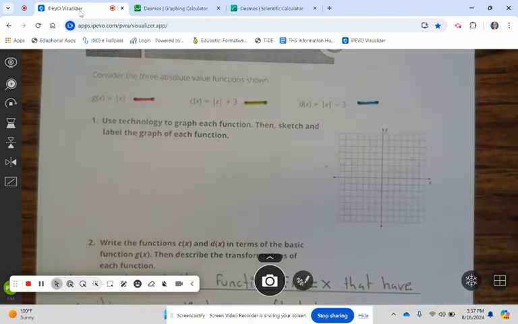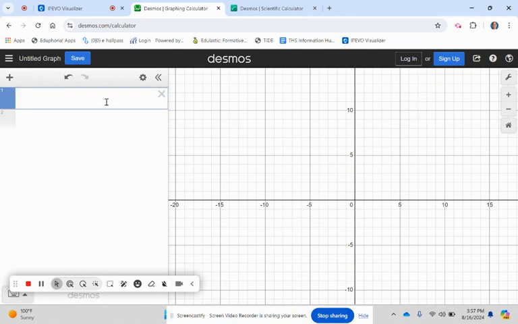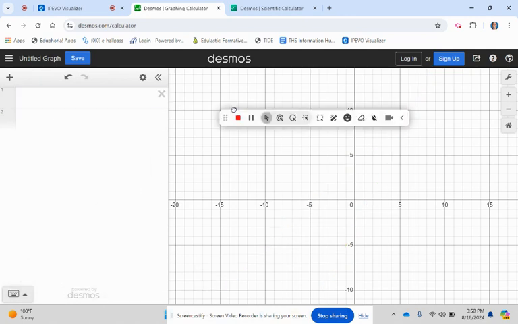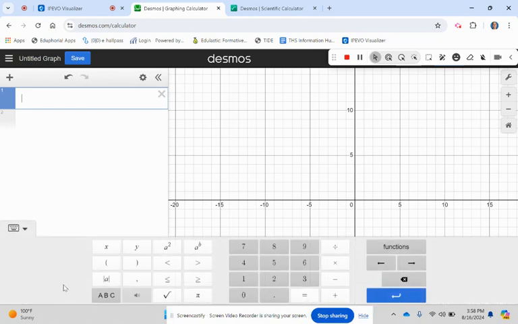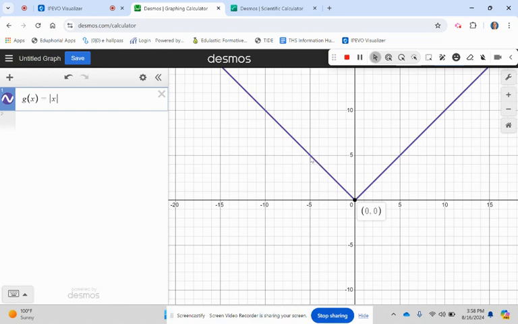Okay, so I'm going to go to Desmos, and I'm going to X out our previous graphs. I believe the absolute value button is right here. g of x equals the absolute value of x. Okay, let's pick 3 points. This is a good point. That's a good point. And that's a good point. So let's go ahead and graph those.